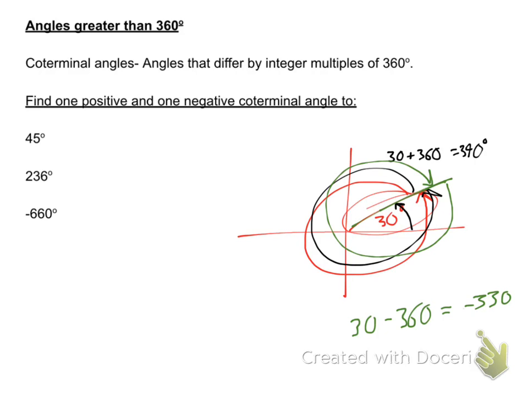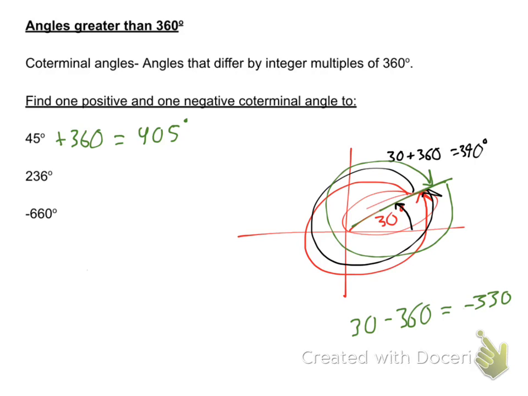So what we're going to do for our exercise is find one positive and one negative coterminal angle, which means if I want to find a positive coterminal angle to 45, I'm going to add 360. Actually, I'm going to add 360 to all of these until I find a positive angle. Yes, 45 is positive, 236 is positive, but I want to find a coterminal angle that is also positive. So I'll put plus 360, and if I add 360, I will end up with 405 degrees. So 405 degrees is a positive coterminal angle. Now I could have added 720 instead, because that would be twice around, and I would still end up with a positive coterminal angle.